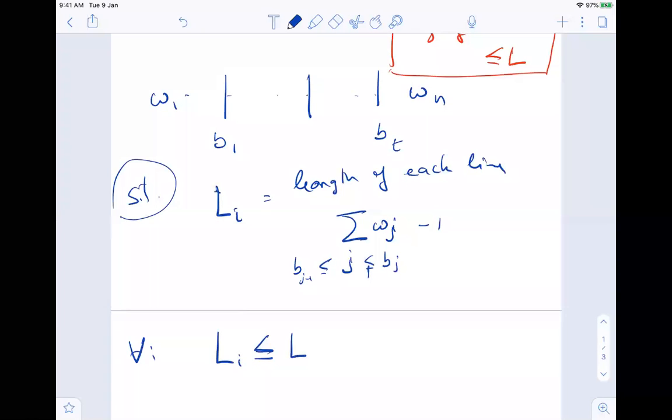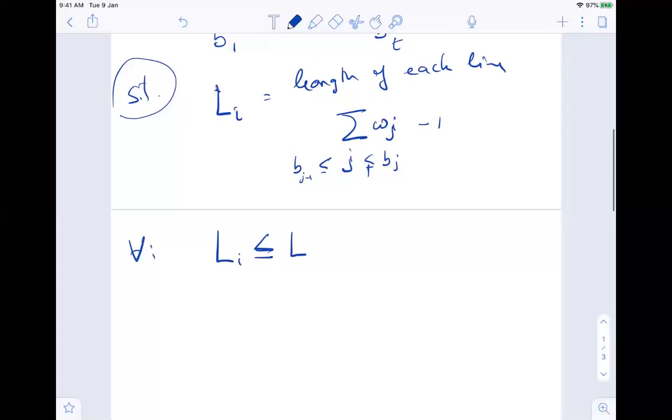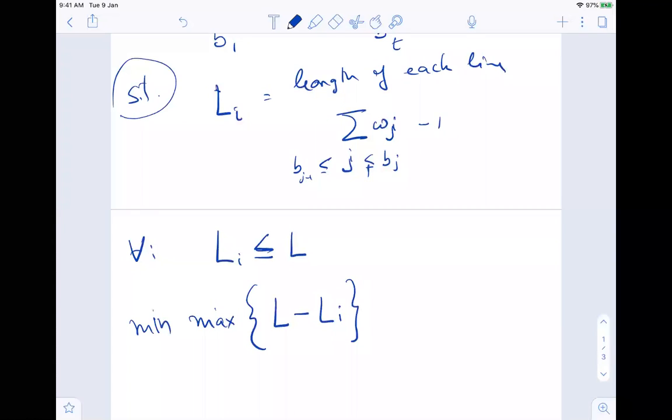Now what is the goal that I have to do? Now I have gone to the end, right? So this slack is basically, you can say, I want to minimize L minus Li. So look at the maximum slack that is there, the maximum over i of L minus Li, and minimize this quantity over the choice of B1 to BT. So this is one way of doing it, that I want to just minimize this whole thing at the end, right?